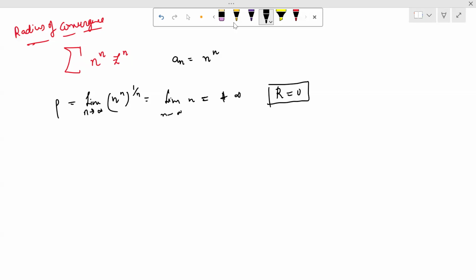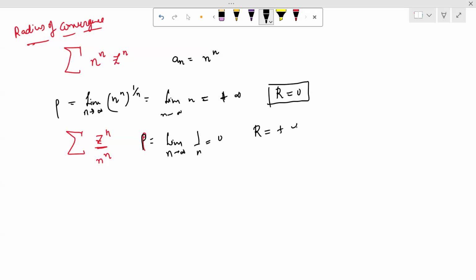Similarly, if you take a little different example, a very easy example, my idea right now is not to give you many questions. My idea is to introduce concepts to you. So how would you do this? Again, it is better to use the root test. So rho would be equal to limit n tends to infinity of 1 upon n, simply 0.